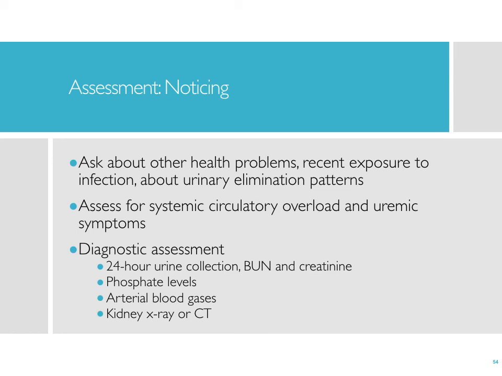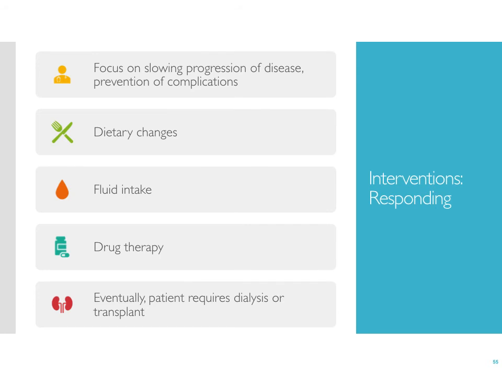Diagnostic assessments are going to include the 24-hour urine collection, BUN and creatinine, phosphate levels, arterial blood gases, kidney x-rays, or CTs. As far as interventions, we're going to focus on slowing down the progression of the disease to prevent complications. We're going to look at the dietary changes, decreasing fluid intake, the drug therapy, and even with treatment, often these patients require dialysis or transplant as time goes by.